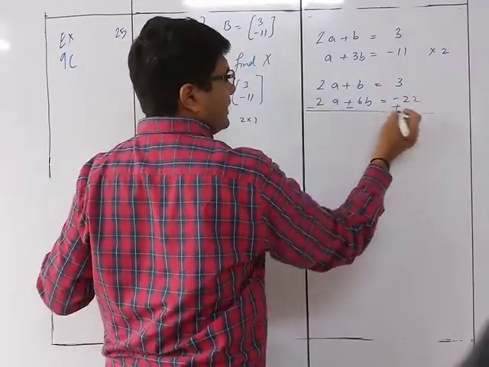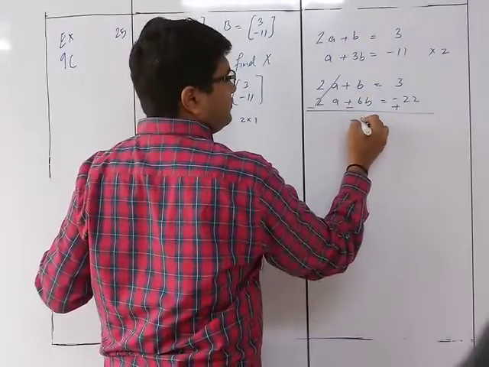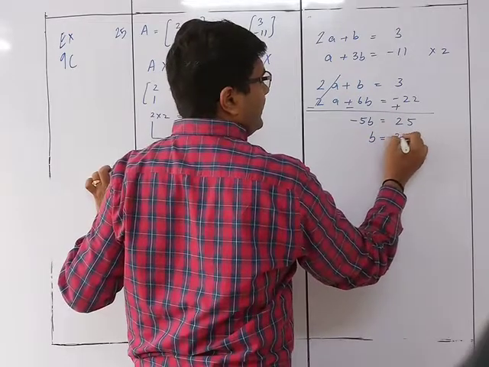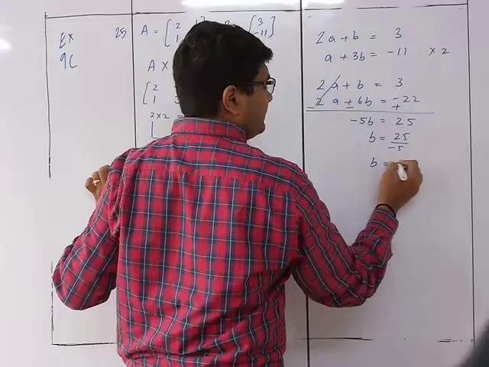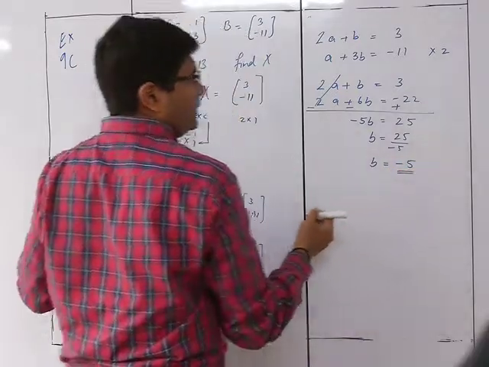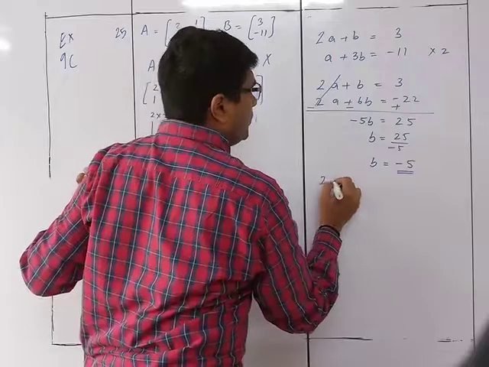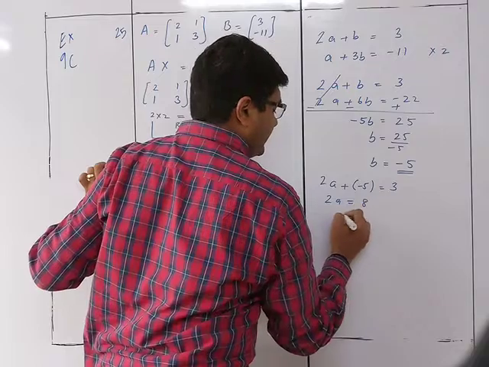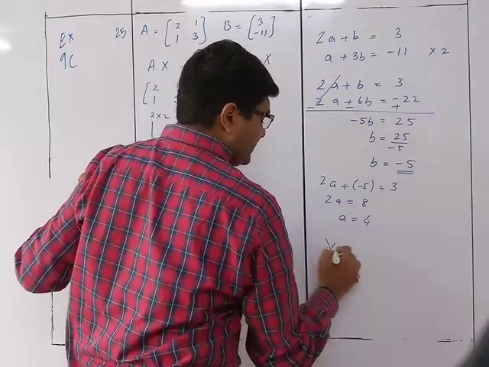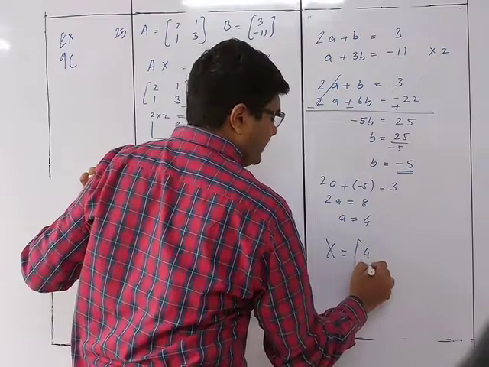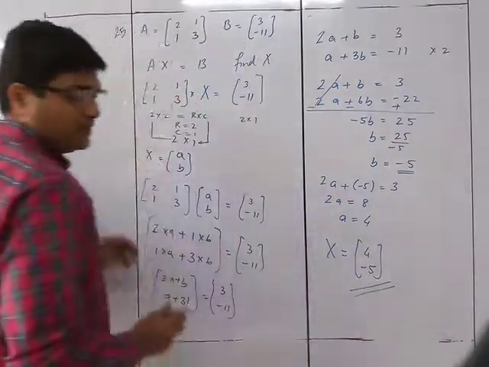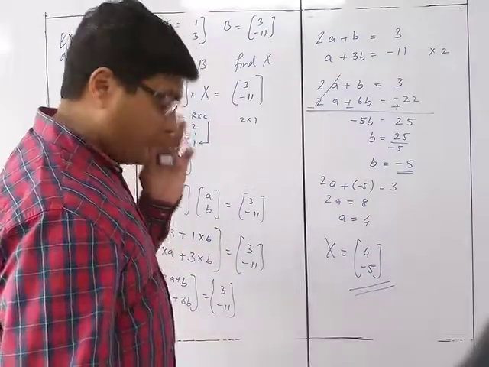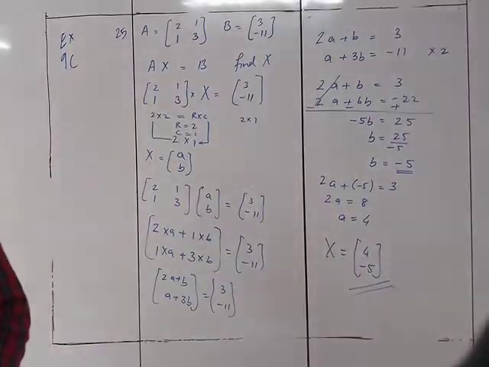Subtracting, this becomes plus, so this becomes minus 5b, which is equal to 25. So b is equal to 25 upon minus 5, so b is equal to minus 5. Putting this in the equation, 2a plus minus 5 is equal to 3. So 2a is equal to 8, a is equal to 4. Hence X is equal to [4, minus 5]. That's the answer for sum number 25 of this exercise, so 4 and minus 5. Okay, we continue in the next video.